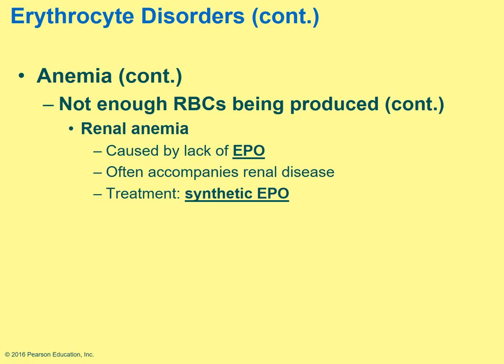Renal anemia is caused because you have a lack of EPO, which, remember, is a hormone that's involved with making or stimulating the red blood cell production. Sometimes this is also associated with a combination of various renal or kidney diseases. Treatment: take the synthetic EPO.